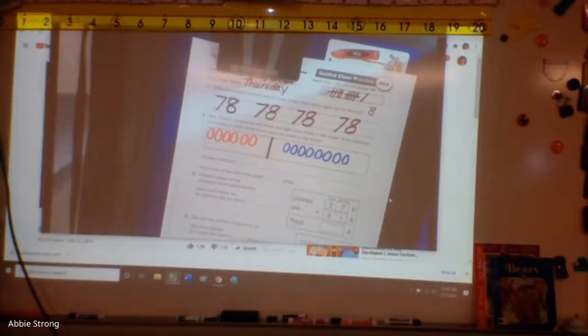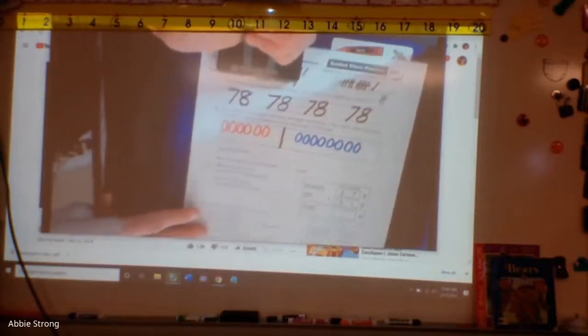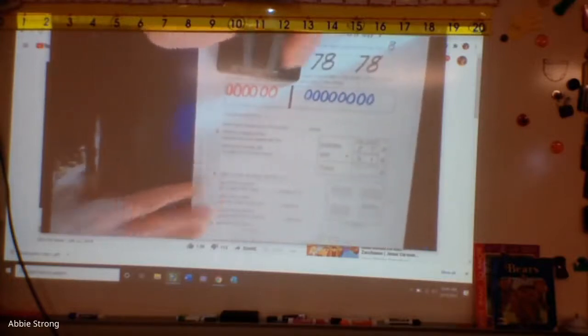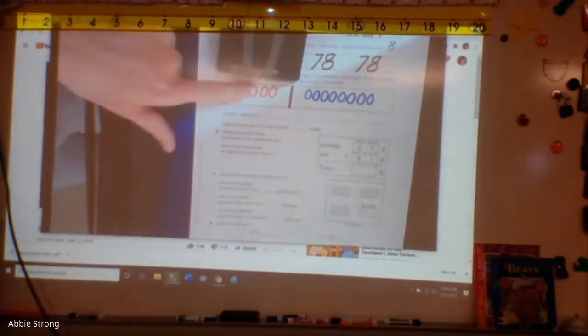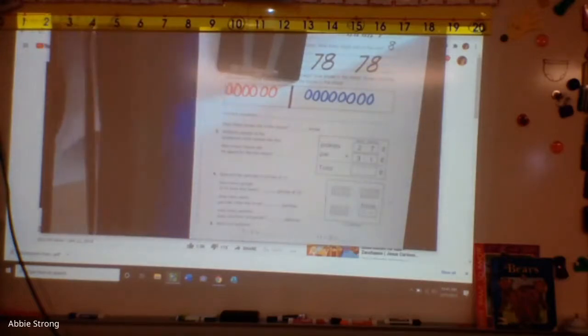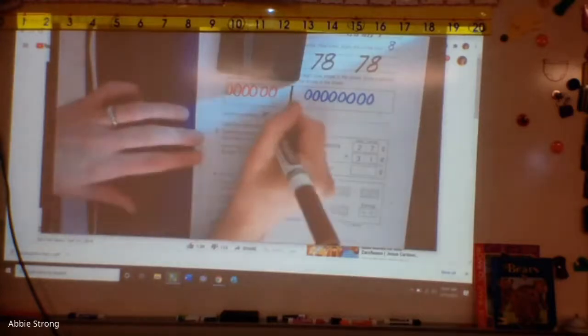Now we need to write our number sentence. How many red shoes did we draw on the left side of our box? Count your red circles, your red shoes. Savannah, how many? 6. Good. So we're going to write a 6 under the line.